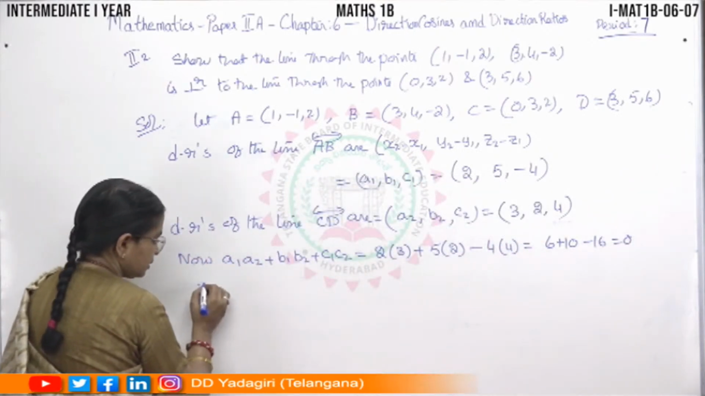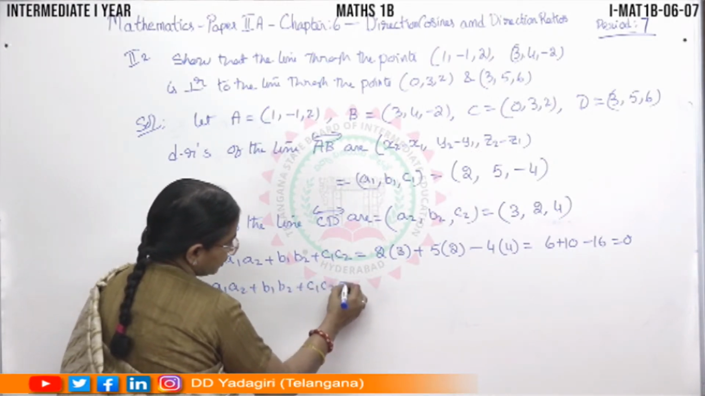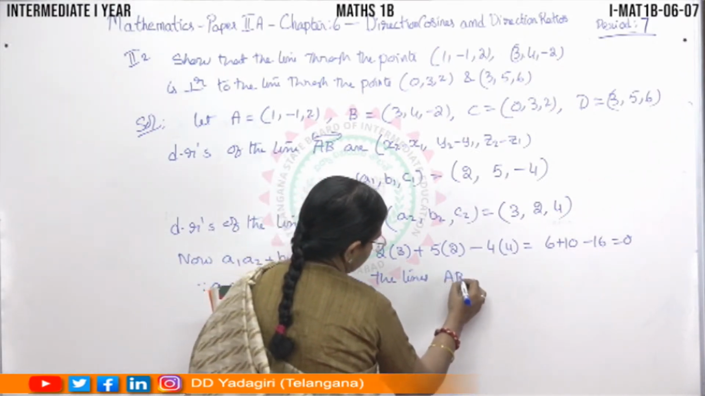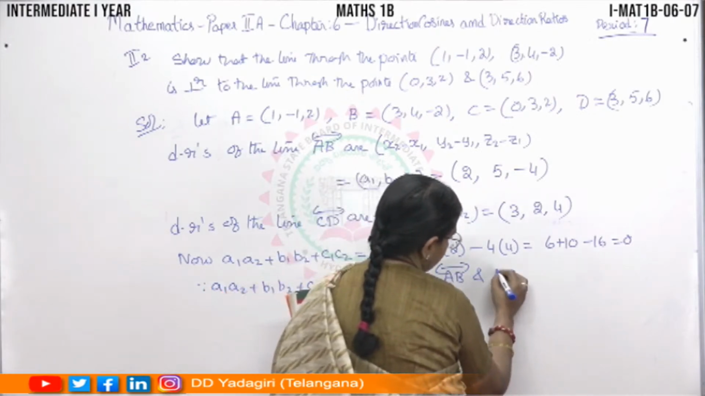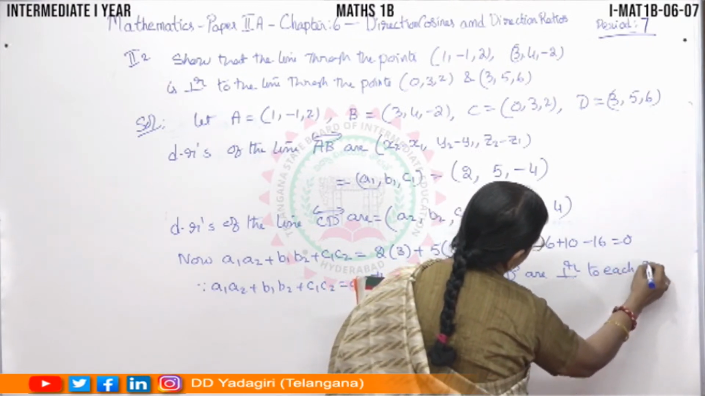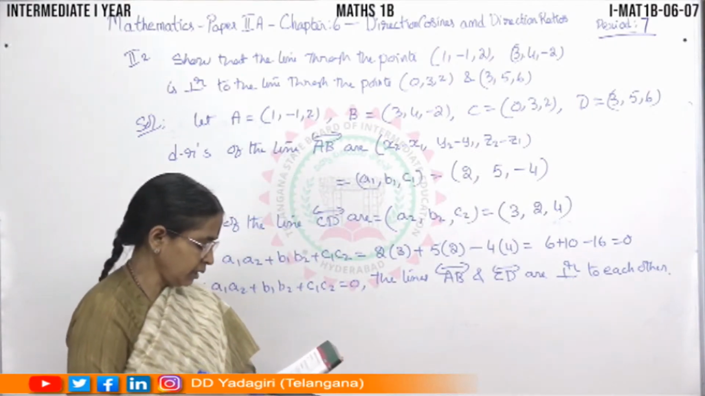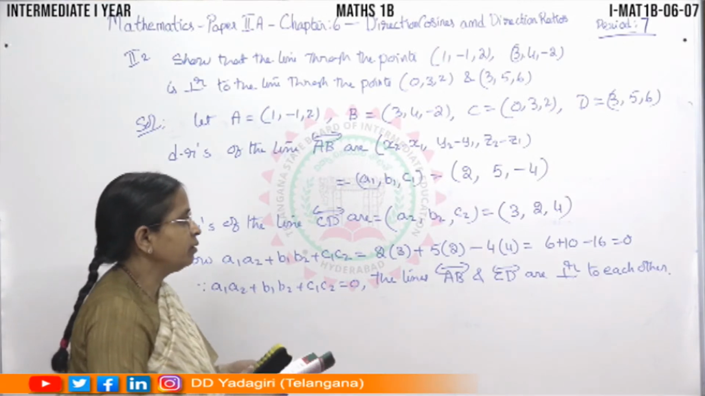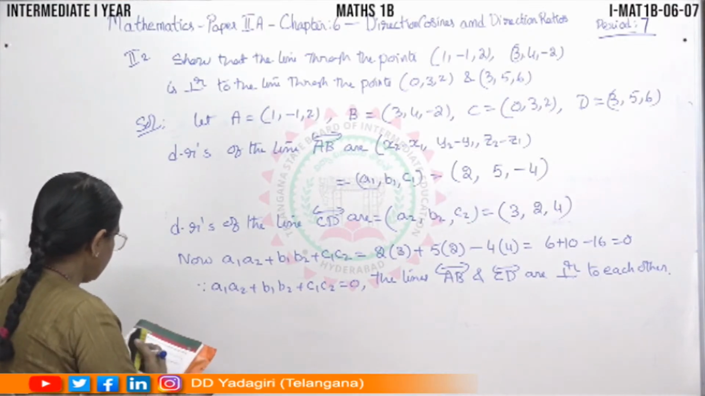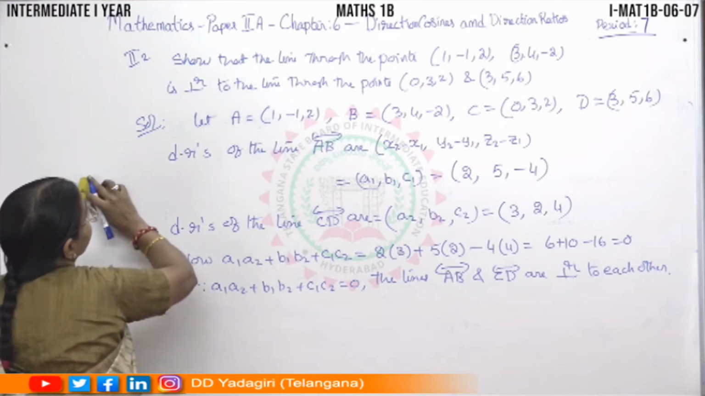So you can say, since A1A2 plus B1B2 plus C1C2 is equal to 0, the lines AB and CD are perpendicular to each other. So like this we do the problem. We solve very big lengthy problems. Now these are all very simple when compared to those problems. Okay, next one is find the angle between DC and AB when ABCD are given.